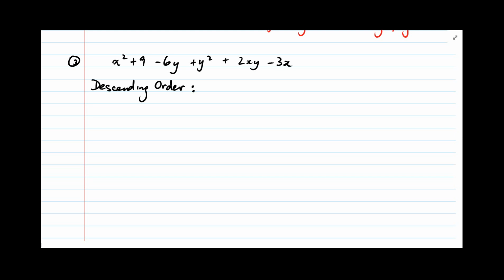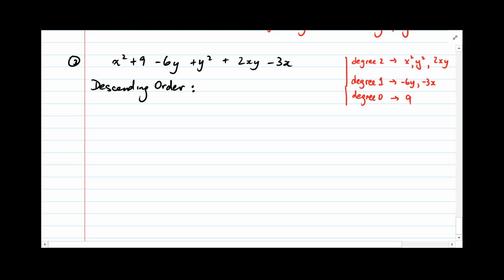I'll give you a minute to look at that. Okay, somebody is saying that degree 2, they have several terms. You had x squared, y squared, and 2xy. Degree 1, you had minus 6y minus 3x. And I guess degree 0, or the constant term, you had just positive 9.